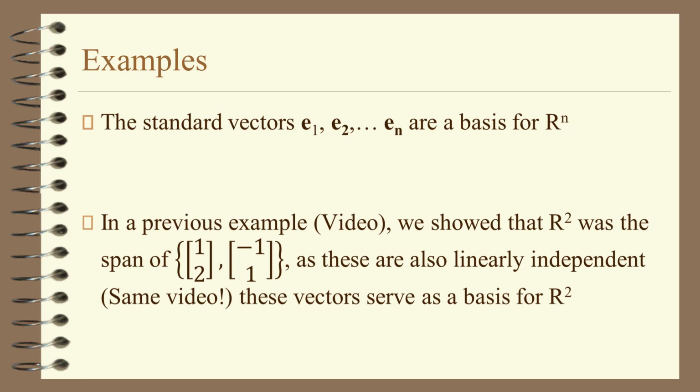The standard vectors e1, e2, up to en form a basis for Rn. Also, a couple of videos ago, I showed you that the vectors (1, 2) and (-1, 1) span all of R2. It took a while to do that. And I also showed later on in that same video that they were actually linearly independent. So those two vectors together form a basis for R2. They make a coordinate grid on top of R2. It's just not the one that you're used to.